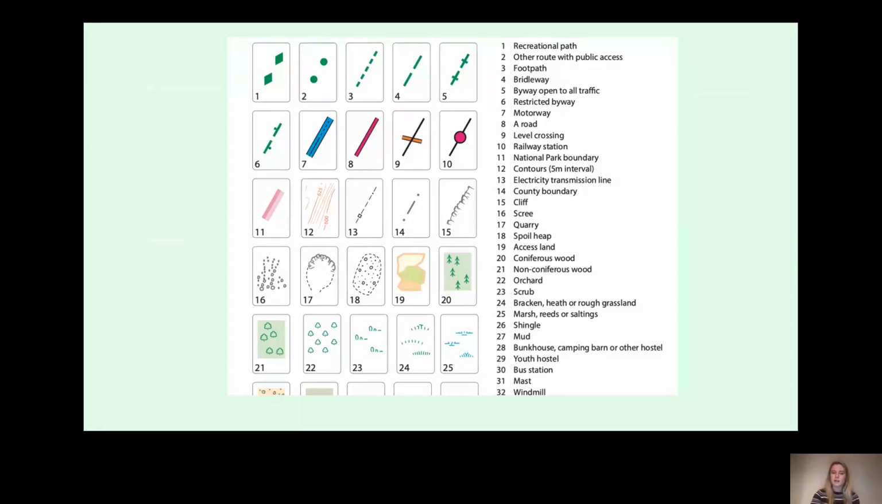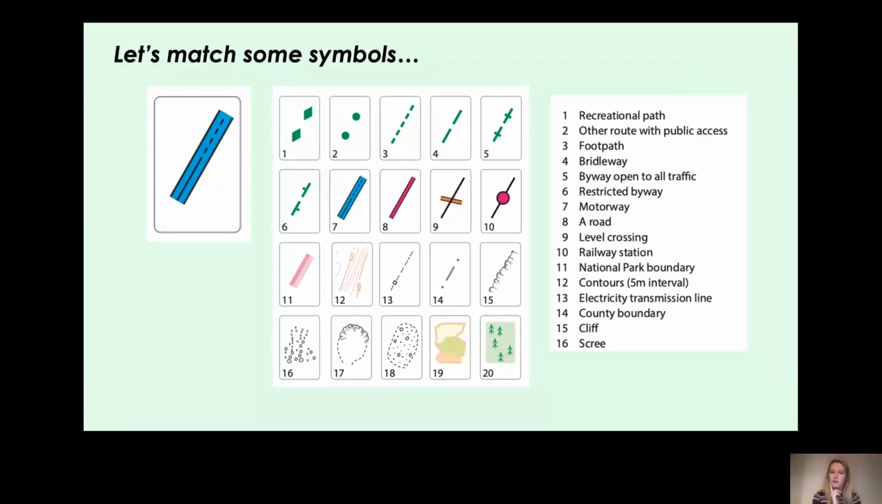So let's see if we can find some of these symbols on our Ordnance Survey map key. So we've got a blue line. Now, can you see the blue line on the key? Yes, I can. It's here. Can you see it? Now, what number has it got next to it? Yes, it's got number 7. So we're going to go to our list of numbers and find number 7. There it is. Can you see it? And what did that symbol represent? Yes, it represents a motorway.